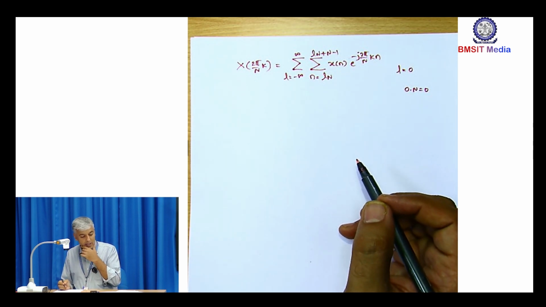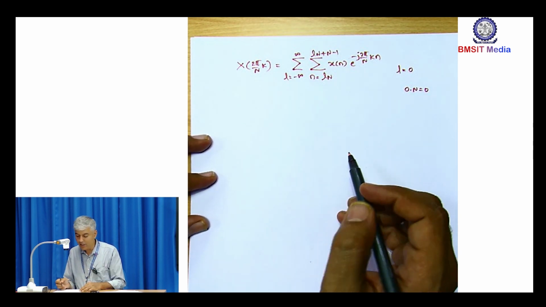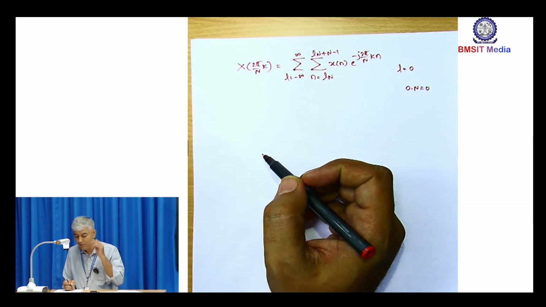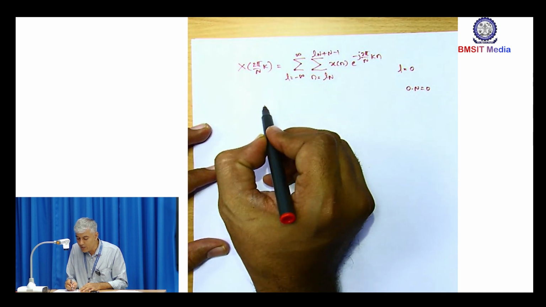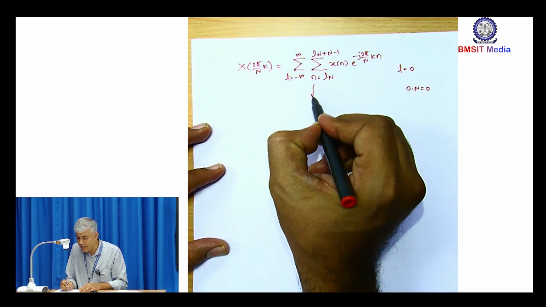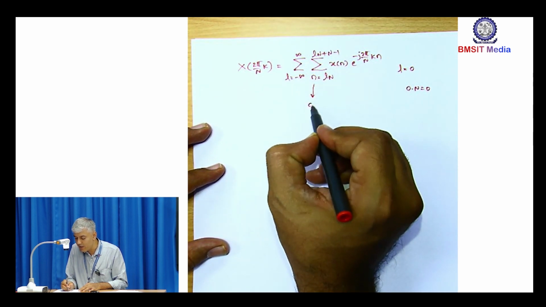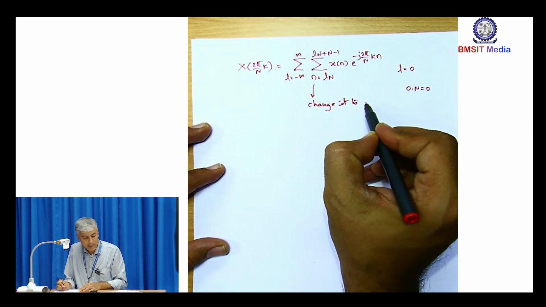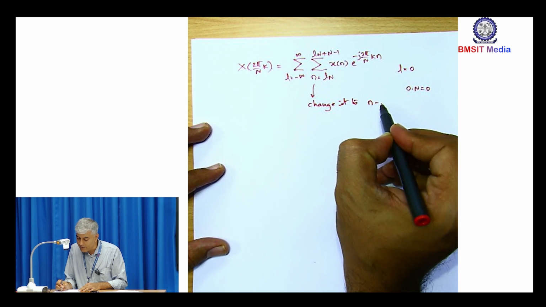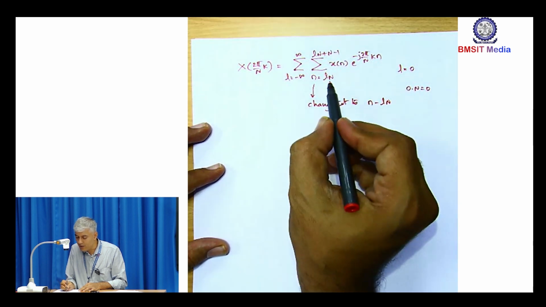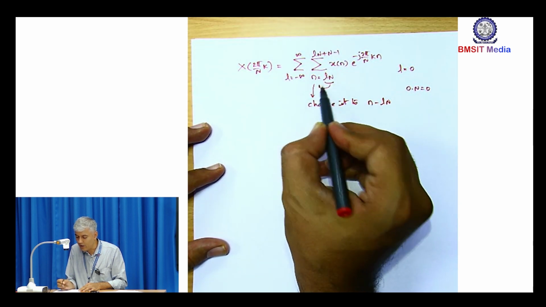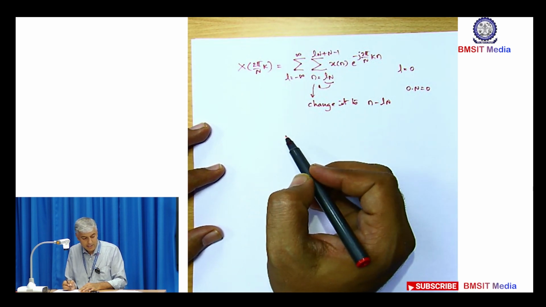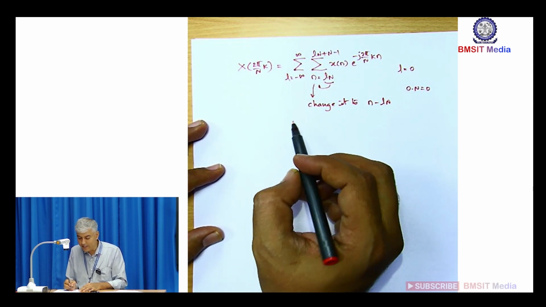Now the outer summation is having the index L, and this inner summation index is n. If you were to change it to n minus LN, that means the term over here can be taken on the other side. What happens is a very simple and very interesting phenomenon.